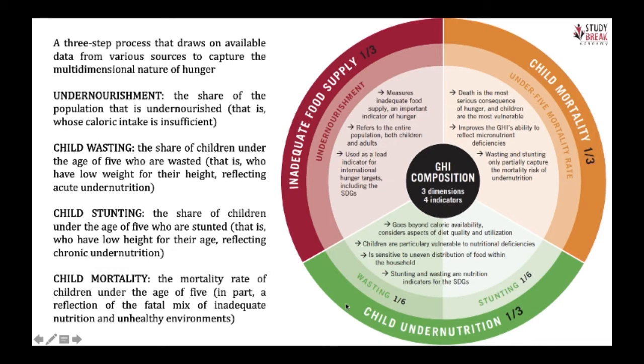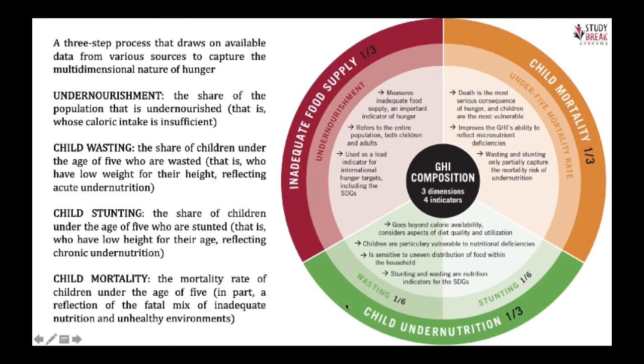And child stunting is low height according to age. Now, child wasting and child stunting are great indicators of nutritional deficiencies. They also show uneven distribution of food within the household. Probably the father is very strong physically, he eats most of the food, and there's not enough food left for the children or for the wife maybe. Stunting and wasting are also nutrition indicators for the SDGs.